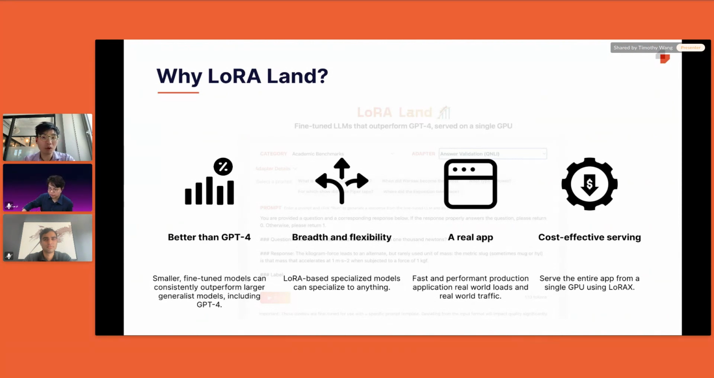Three, we wanted to put our money where our mouth is with Predibase and launch a real, fast, and performant application that serves a lot of specialized models with real-world loads and real-world traffic. And finally, we wanted to show that we could serve all 25 of these LoRaLand adapters on one GPU using LoRAX, which is a technology that takes advantage of parameter efficient fine-tuning to efficiently load multiple sets of adapter weights on just one GPU.